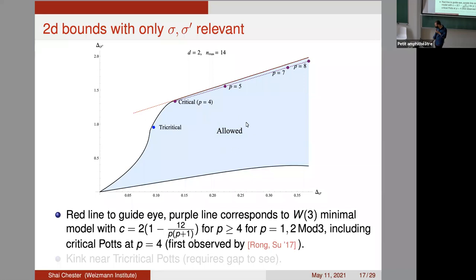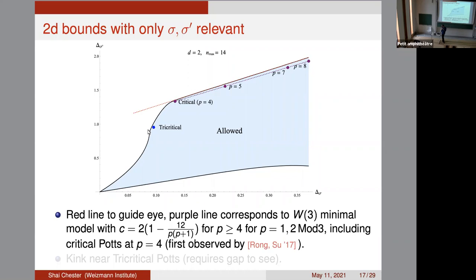Okay, so you see there's a big allowed region. It starts roughly at 0, 0, which is where the free theory would be if it actually existed. There are several interesting things about this plot. Firstly, there's a very clear kink extremely close to the known value of the tricritical theory. Above the kink, it's concave up; below the kink, it's concave down. So there's a very sharp discontinuity right there. I should note that you really have to put this gap above sigma and sigma prime if you wanted to see this kink.